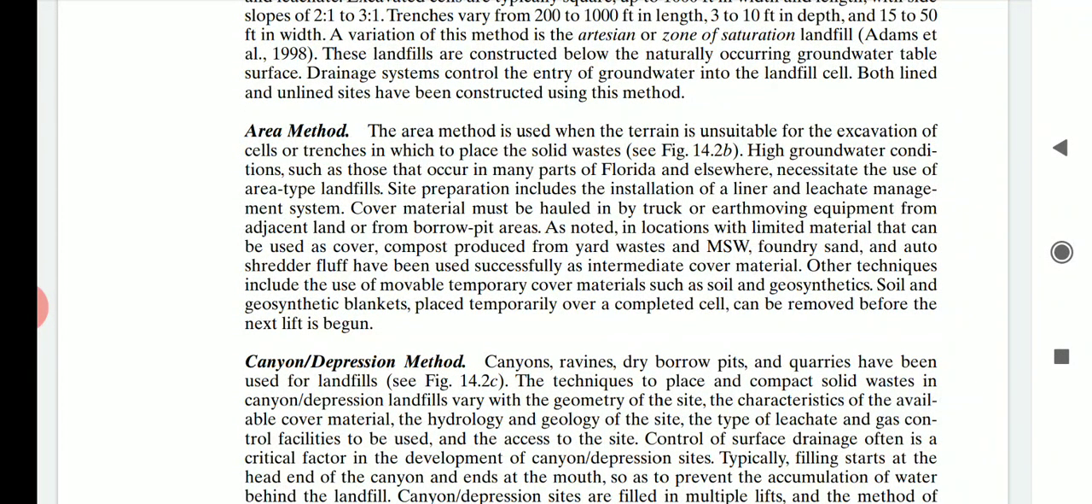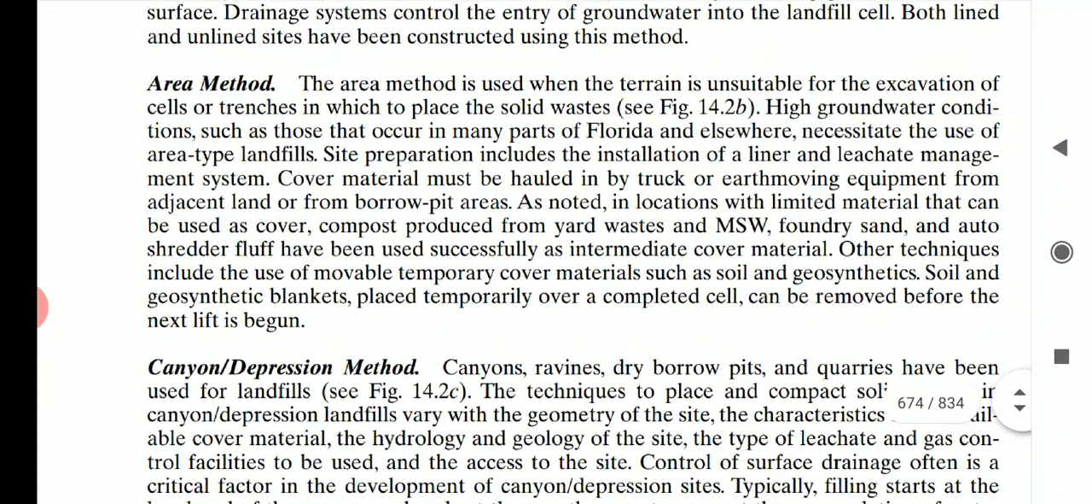Trenches in which to place the solid waste. High groundwater conditions such as those that occur in many parts of Florida and elsewhere necessitate the use of area type landfills. Site preparation includes installation of liner and leachate management system. Okay, in this, leachate and the liner will be provided.